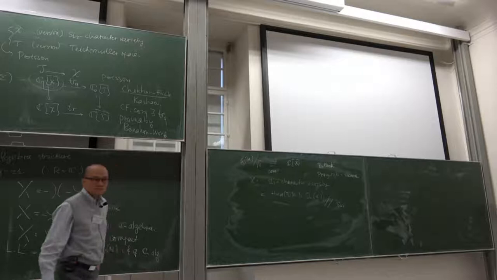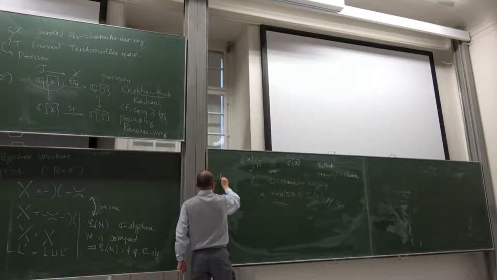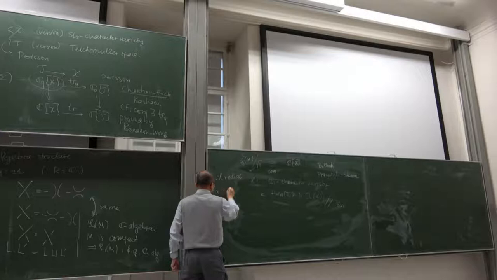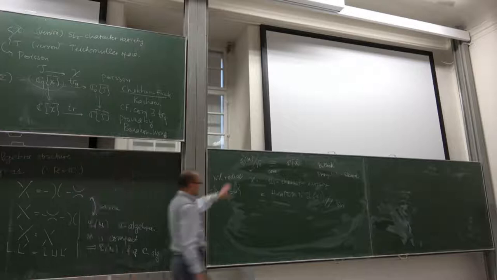Say it again. This is the nilradical. So this is the set of all x such that x to the k is equal to 0 for some k, of the ring. Okay, that is canonically isomorphic to this one here.